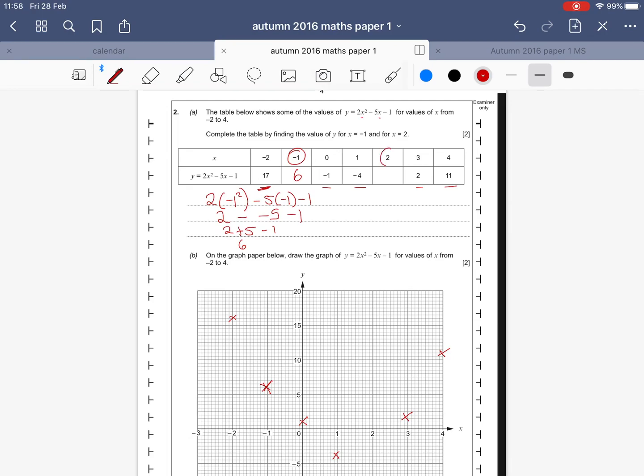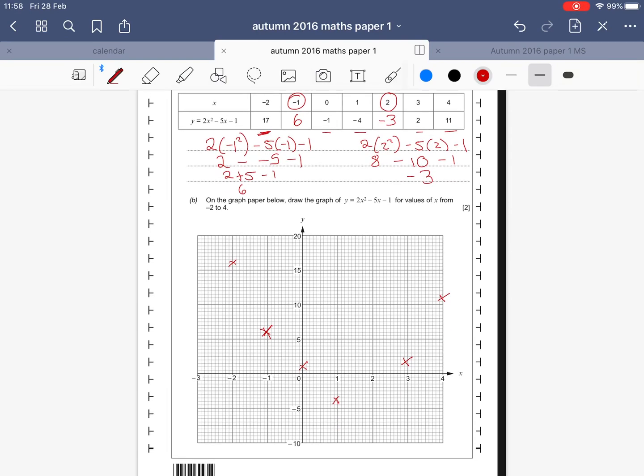Second one, we're just substituting in 2 where we've got x again. So instead of x, I've got 2 times 2 squared, take away 5 times 2, minus 1. So 2 squared is 4, 2 times 4 is 8, minus 5 times 2 is 10, minus 1. So 8 minus 10, that's minus 2, minus another 1 is minus 3. So our answer for 2 is minus 3. So go across 2, down to minus 3. 1, 2, 3. That's about there.